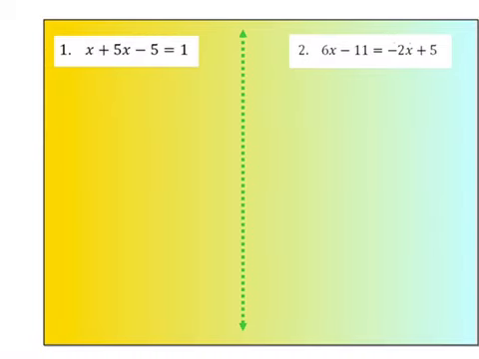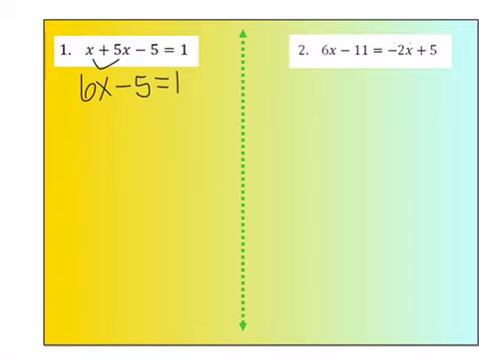First thing we're going to do is that step 1, we're going to combine like terms. So remember, combining like terms is putting x's with x's, y's with y's, all of those good things. So I have x plus 5x, so I get 6x. I still have the minus 5 equals 1.